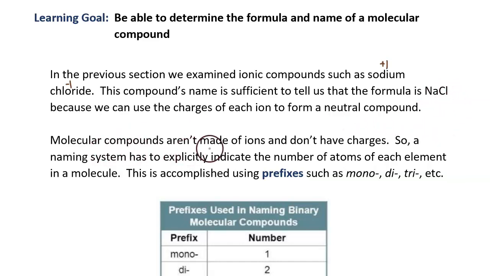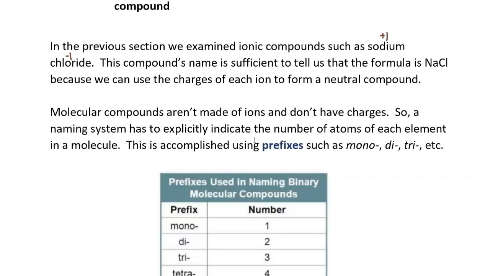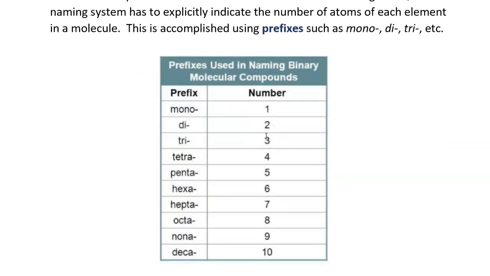Molecular compounds aren't made of ions and don't have charges. So a naming system has to explicitly indicate the number of atoms of each element in a molecule. This is accomplished using prefixes such as mono, di, tri, etc. In your book, there's a chart of common prefixes, and here's that same chart.